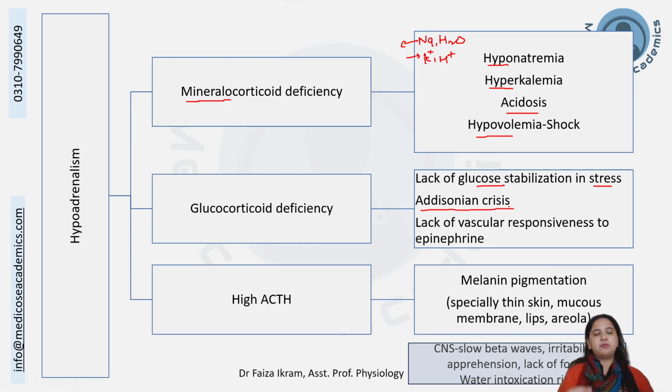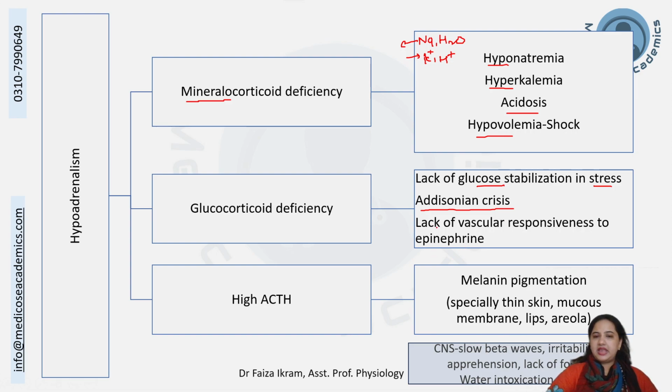The person might be okay otherwise. The other hormones might be compensating for the deficiency of glucocorticoids and mineralocorticoids, but once there is stress and the stress hormone is not there, then the patient may collapse, and that is called Addisonian crisis because it is happening in Addison's disease, named after the person who described it.